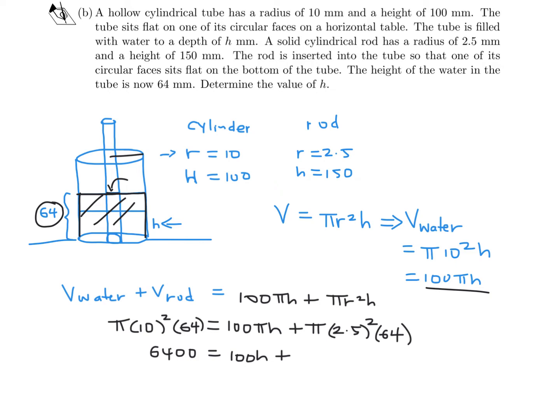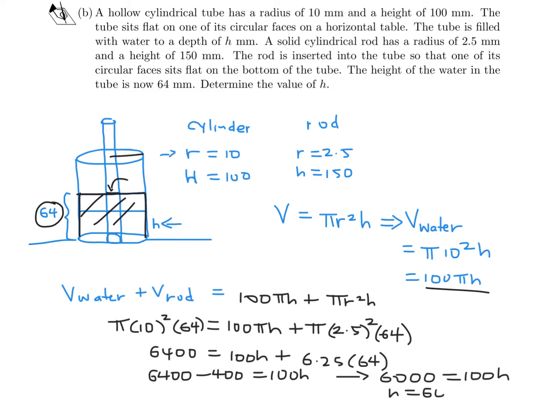And this is going to be 6.25 times 64. And therefore, I believe that 6400 minus 400 is 100h. So that's 6,000 is equal to 100h. And therefore, h is equal to 60. Yeah, 60. Okay, that takes care of 5b.